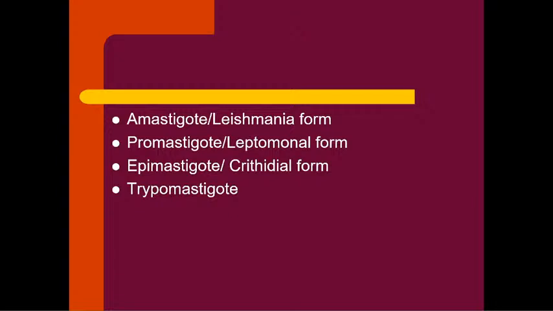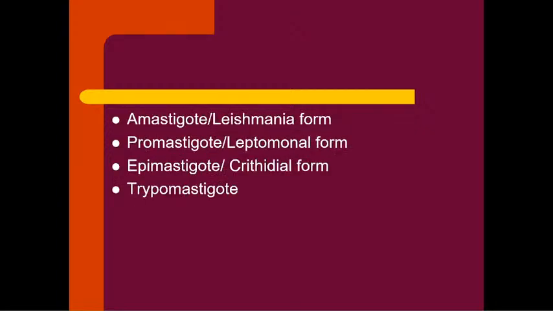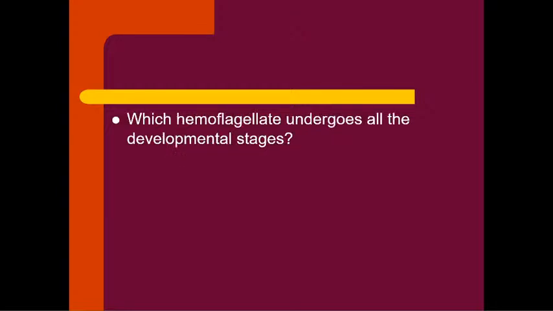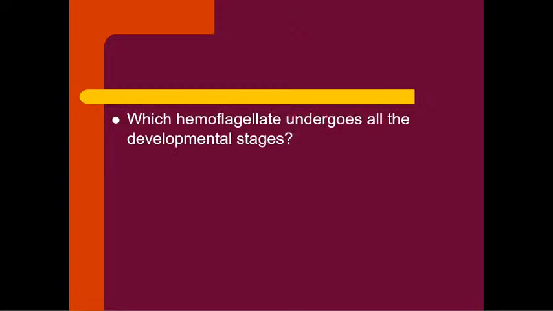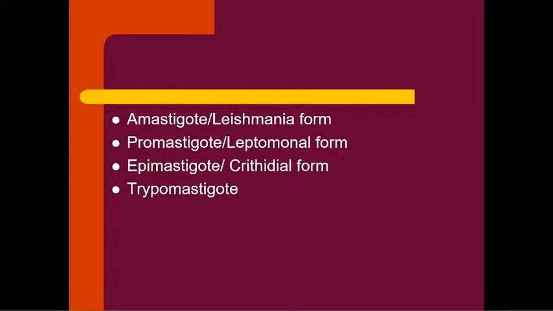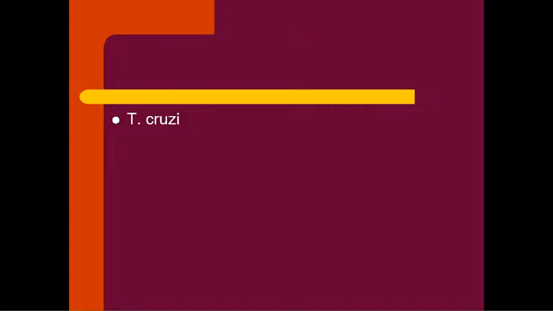So, another thing that you need to remember is, of course, the other names for these stages. Leishmania, leptomonal, and the cretidial forms, in order. Now, the hemoflagellate that undergoes all stages, of course, is Trypanosoma cruzi. Each of them has their own forms, but Trypanosoma cruzi is the only one that will complete all forms. They will undergo all developmental stages, and it is Trypanosoma cruzi.